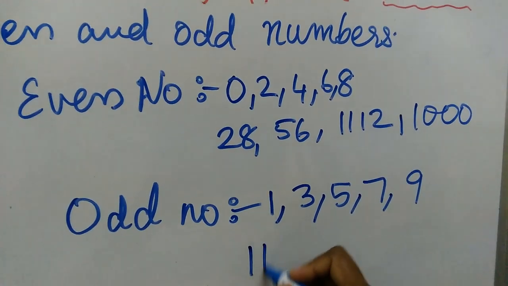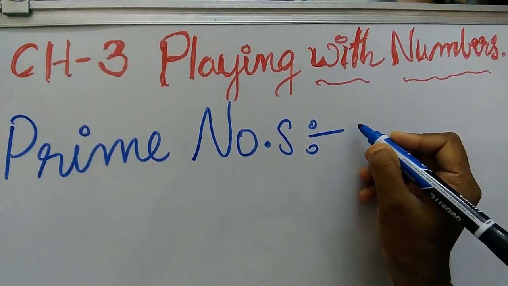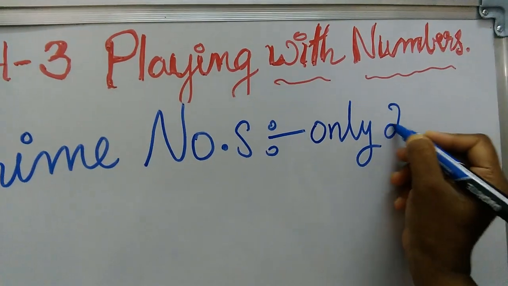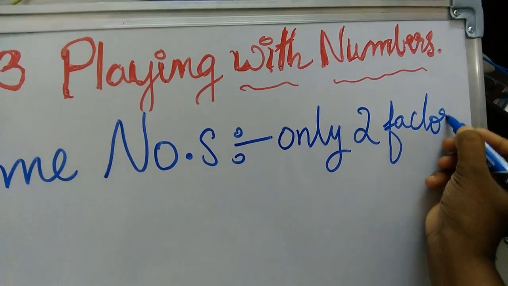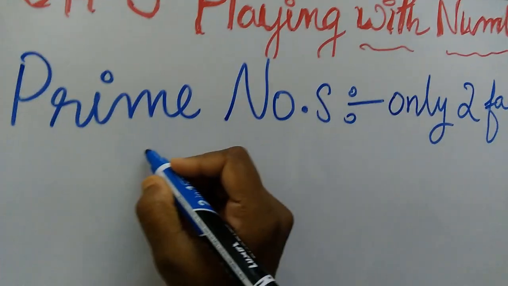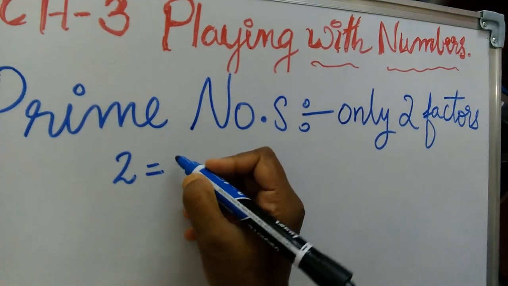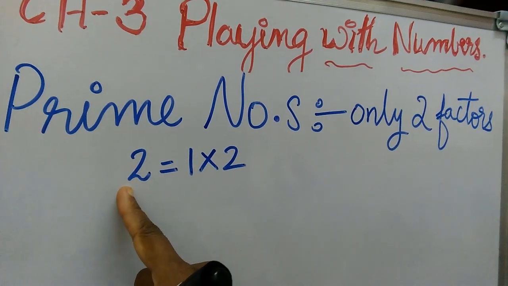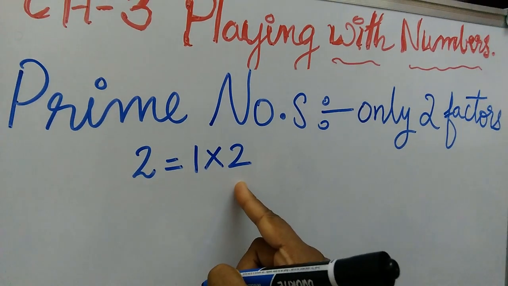For example, 11, 13. Now prime numbers. Prime numbers means numbers having only 2 factors. How many factors? 2 factors. For example, we can take 2. What are the factors of 2? We write the table 1 into 2, we get 2. No other numbers. That is, 1 and 2 are the factors.